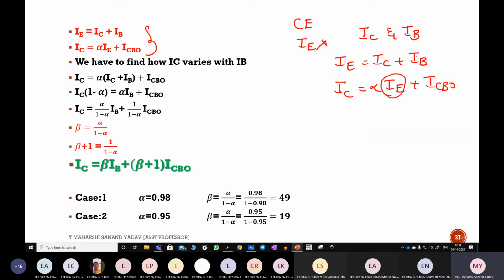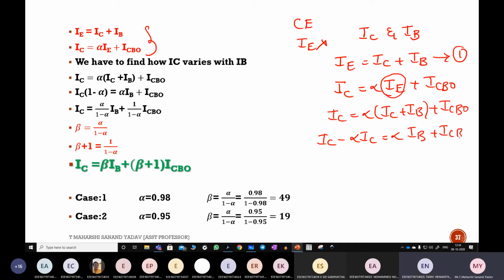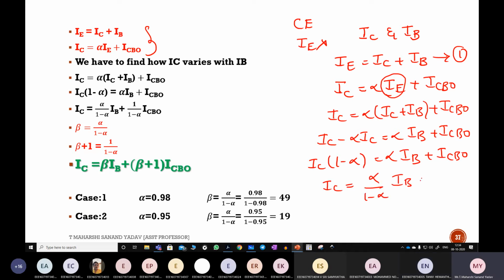So simply I'm substituting IE equal to IC plus IB. IC equals alpha into IC plus IB, plus ICBO. Next, the left hand side: IC minus alpha IC is equal to alpha IB plus ICBO. If I take IC as common, IC into 1 minus alpha is equal to alpha IB plus ICBO. I want IC, so this can be written as alpha by 1 minus alpha into IB, plus ICBO by 1 minus alpha.